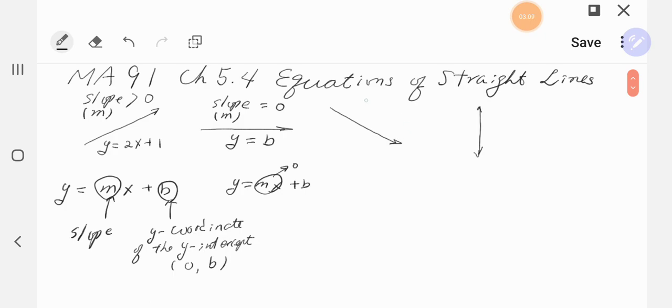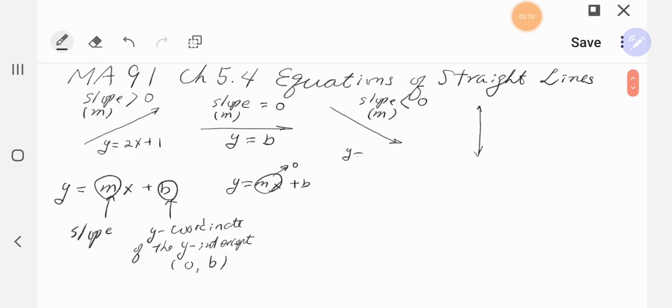And if the right end is going down, the slope is negative, less than 0. So m is less than 0. For example, y equals negative 2x plus 1. It doesn't matter what the y-intercept is, but the slope is a negative value.